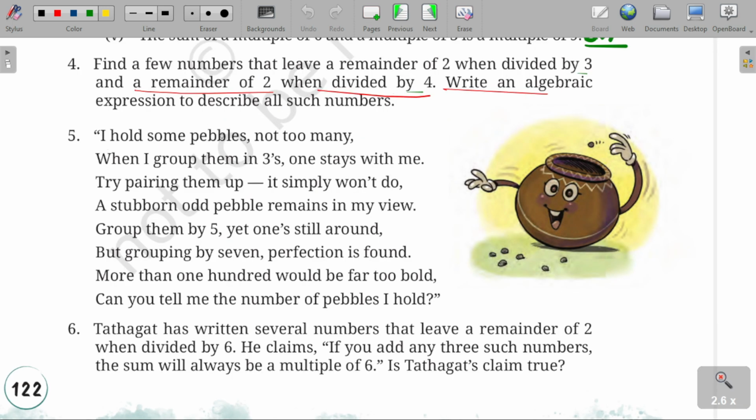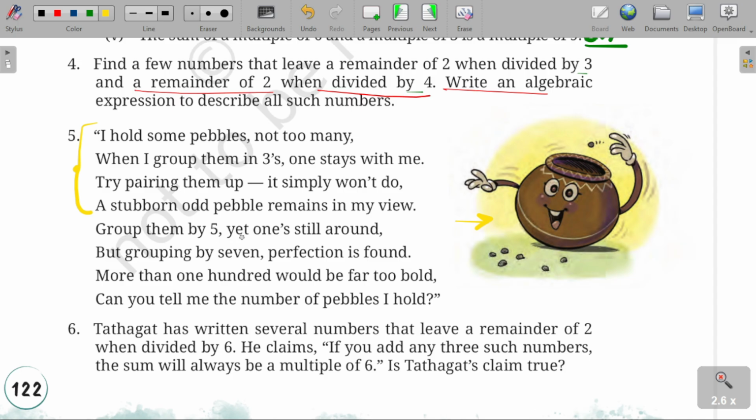Question number 5. I hold some pebbles, not too many. When I group them in threes, one stays with me. See, this is like a puzzle. I hold some pebbles, not too many. When I group them in threes, one stays with me. Try pairing them up, it simply won't do. A stubborn odd pebble remains in my view.